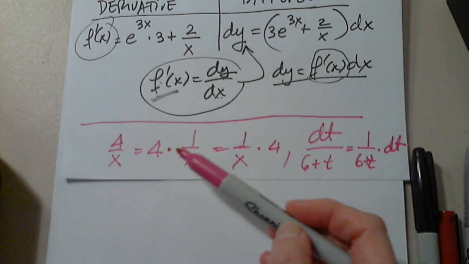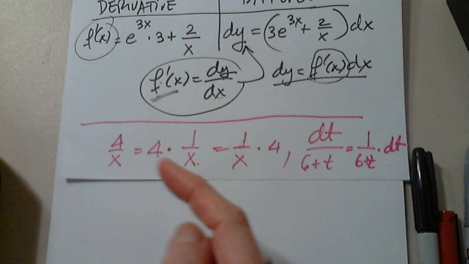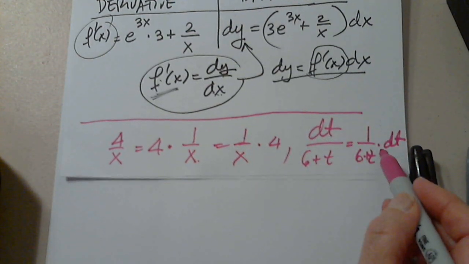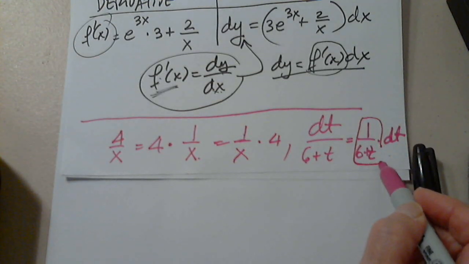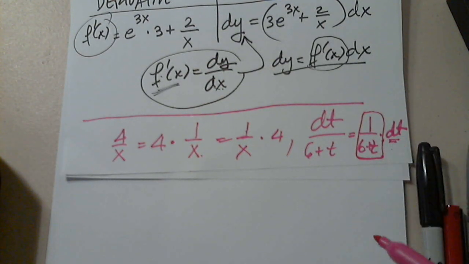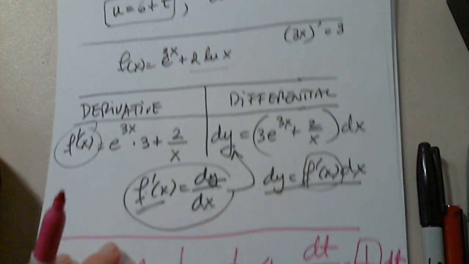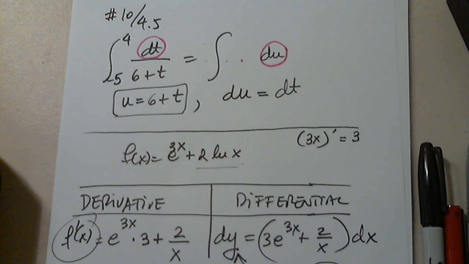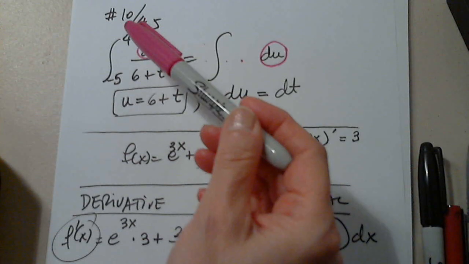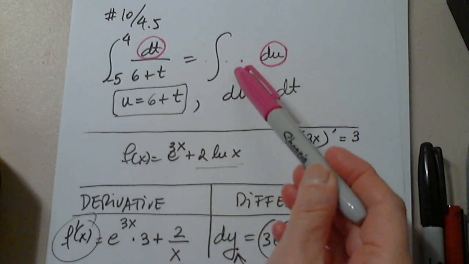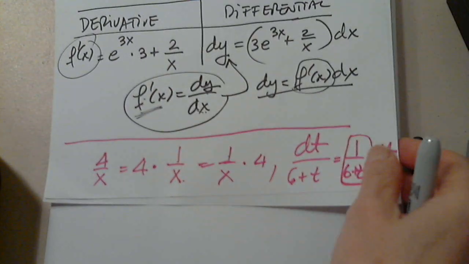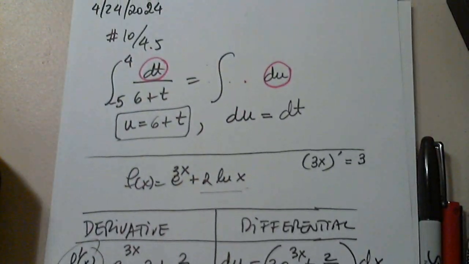So 4 over x is the same with 4 times 1 over x, or 1 over x times 4. Dt over 6 plus t should be seen as 1 over 6 plus t times dt. This is very important in the way to see this in order to help us continue. So then, 1 over 6 plus t will be replaced by, that's why I said 1 over 6 plus t from here, it will be 1 over 6 plus u.